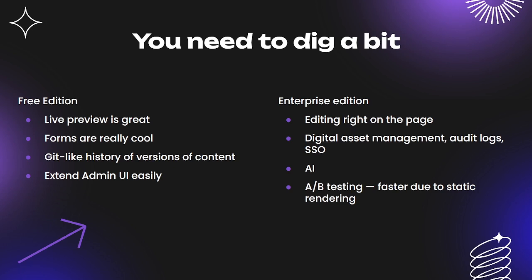Here is a super quick overview of what is in the free edition and what is in the enterprise. In the enterprise, it is also shown on the website very nicely. The live preview, I think, is very nice and you don't need much more. But if you want the editing right on the page, where you just click and type into stuff, this is in the enterprise edition. Digital asset management, so you can have folders and orient a bit nicely in the digital assets, is in the enterprise version, as well as audit logs and single sign-on. There's the AI and there's the A/B testing. I'm trying my best to get my hands on the enterprise edition so I can check it out more and show you, but I have not yet.